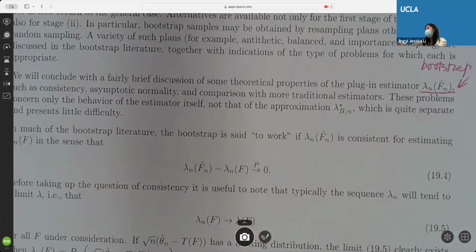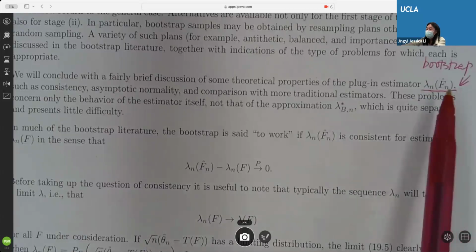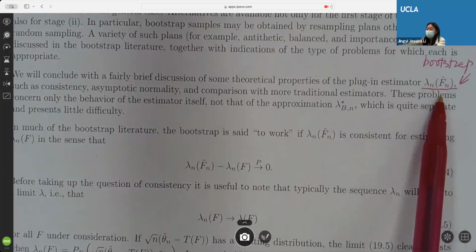Because for the second stage, the Monte Carlo approximation, we know it can work pretty well as long as B is large, right? So that's not our concern. That's in our control. But this property, whether the plug-in estimator is something good and reliable to use, that is out of our control, and we must know that. So when people say bootstrap works or not, they're talking about properties of this estimator.